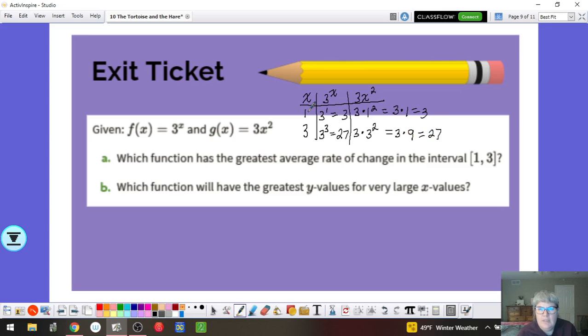If we look at the interval from when x is 1 to when it's 3, we actually see the same values. So neither function has a greater average rate of change, because the average rate of change is the same.